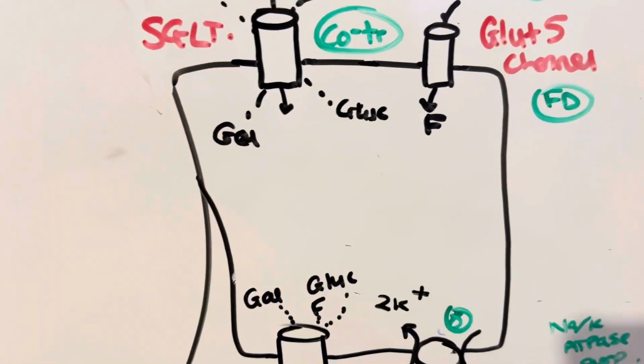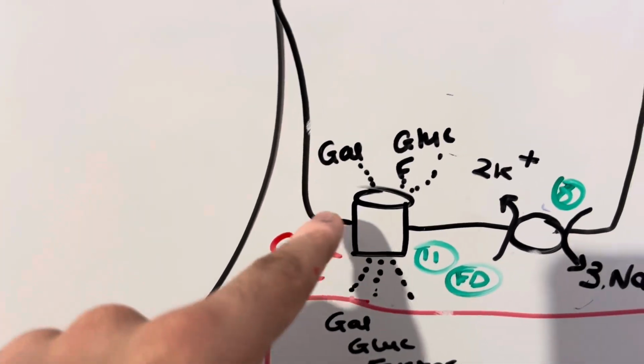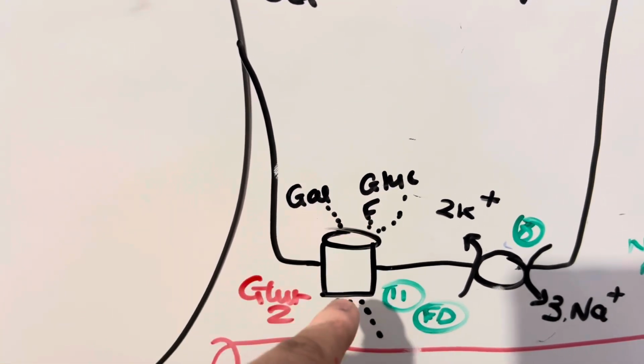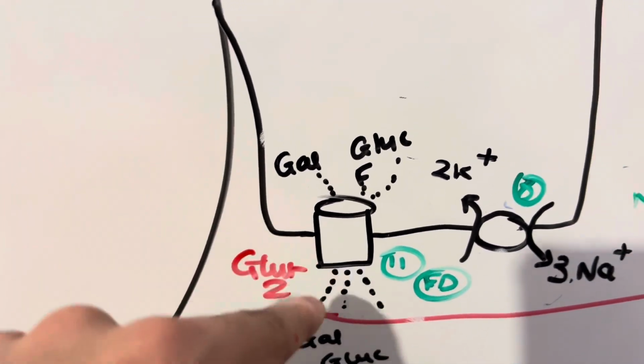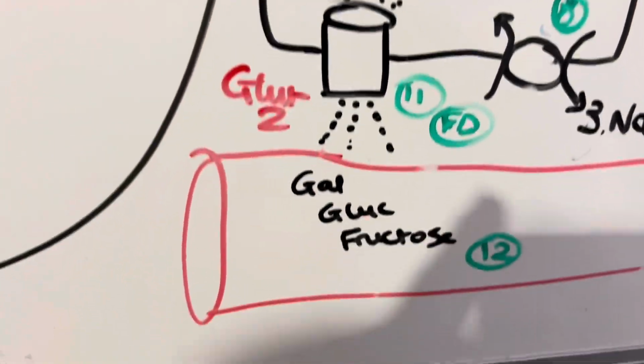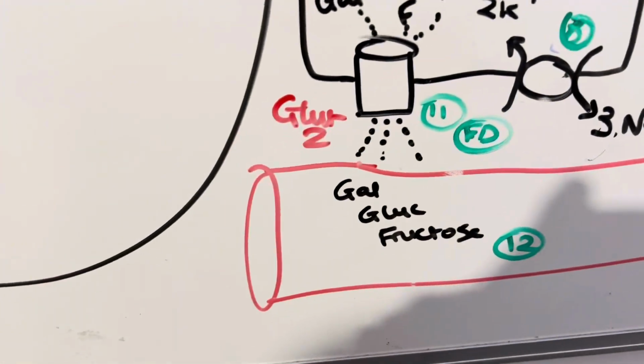They keep moving down. Now this is our next step. Our galactose, our glucose, and our fructose then want to enter the bloodstream, so they enter via GLUT2, and this is via facilitated diffusion, and then they just go into the bloodstream off to wherever they go.